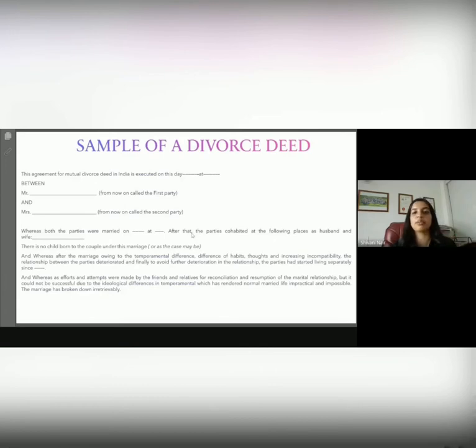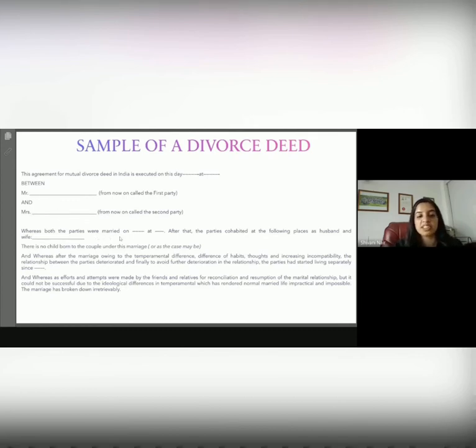Now, here is a sample of a divorce deed. This agreement for mutual divorce deed in India is executed on so and so, which is on this day of so and so. You write the date over here, and at the place so and so, between Mr. So and so, from now on called the first party, and Mrs. So and so, from now on called the second party. Here you will write the party names, both the husband and the wife.